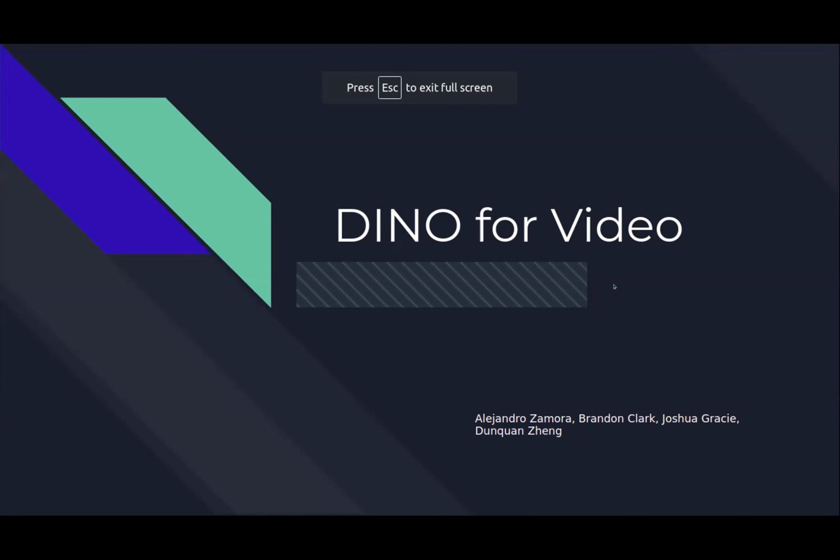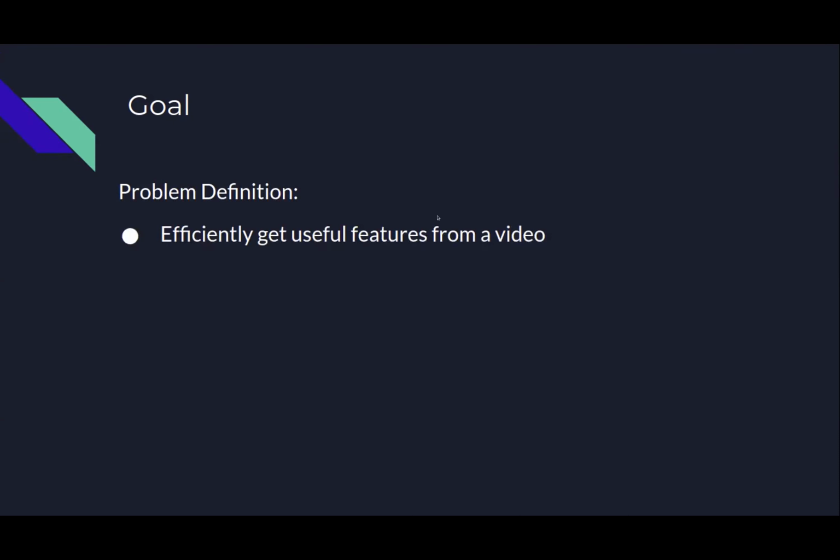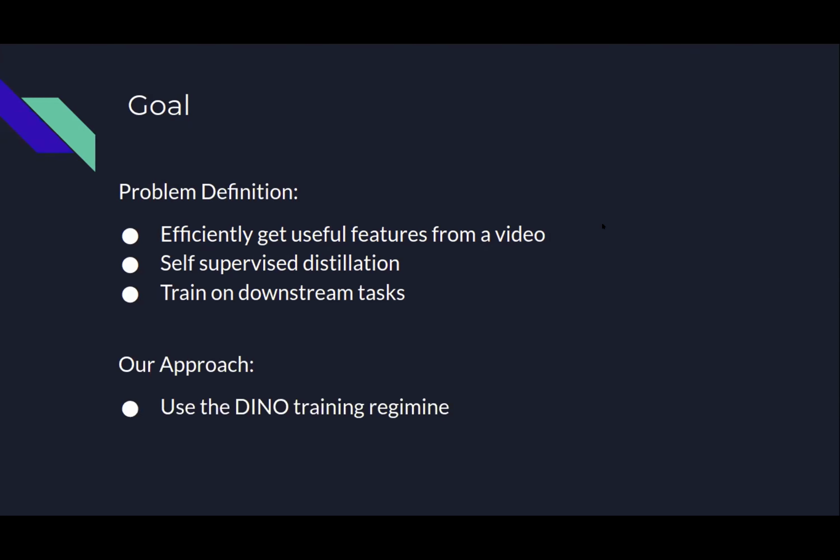Okay. So initially we had proposed a way to use Dino alongside Getter for object detection, but instead we've shifted to trying to use Dino on videos. So the goals of our project would be to efficiently get useful features from a video using a self-supervised distillation and train it on downstream tasks to see how it performs. How we're going to do that is we're going to use the Dino training regimen and we're going to modify it to work on videos.